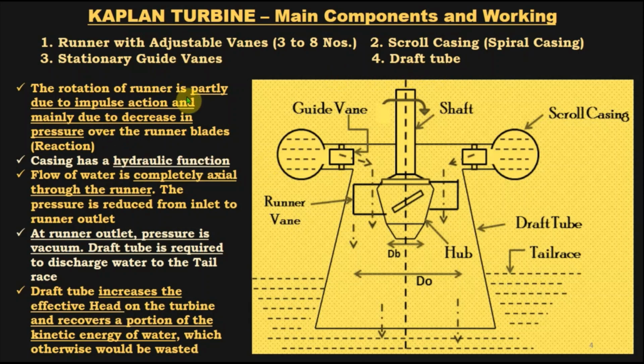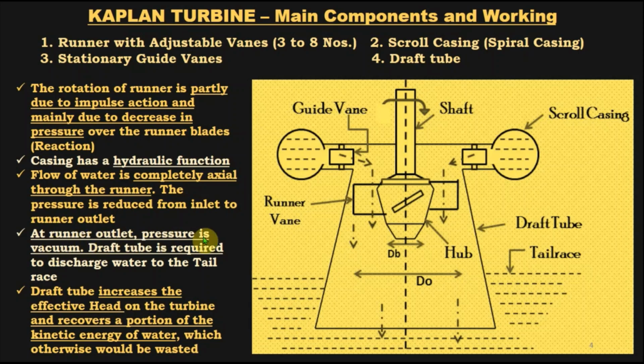The rotation of the runner is partly due to impulse action and mainly due to the reaction. The reaction arises out of the decrease in pressure during the flow over the runner blades. Casing has the hydraulic function. We discussed this already. Flow of water is completely axial through the runner. The pressure is reduced from inlet to the runner outlet, and the progressive reduction in the flow area is responsible for the conversion of pressure into kinetic energy.